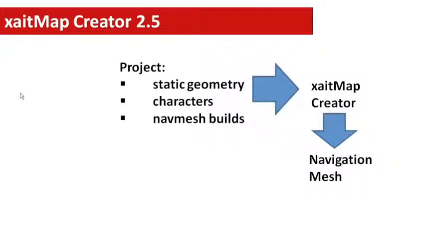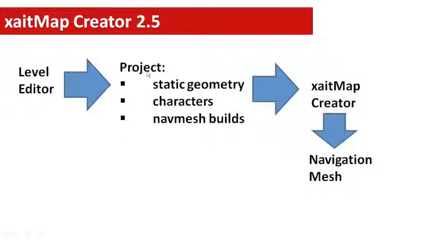An xaitMap Creator 2.5 project consists of three main parts. First of all, there is static geometry. Static geometry is exported from the level editor, and either display geometry or collision geometry can be used for this. xaitMap Creator 2.5 supports Vermal files, Maya files, Trinergy files, and Gamebryo files.